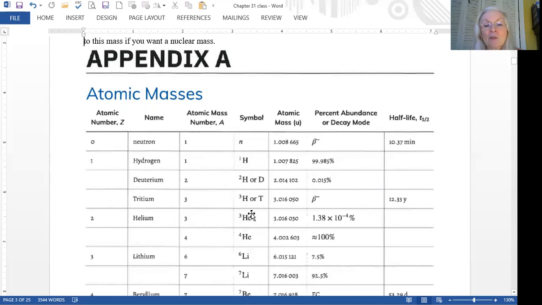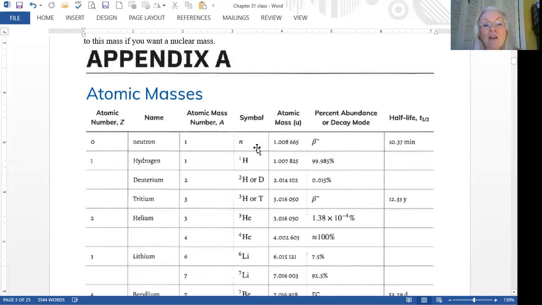So you can see helium-3, He3, has an atomic mass of 3.016030 unified atomic mass units. Please do not round off because the table is given with 6 digits to the right of the decimal. I'll expect your answer to have 6 digits to the right of the decimal.